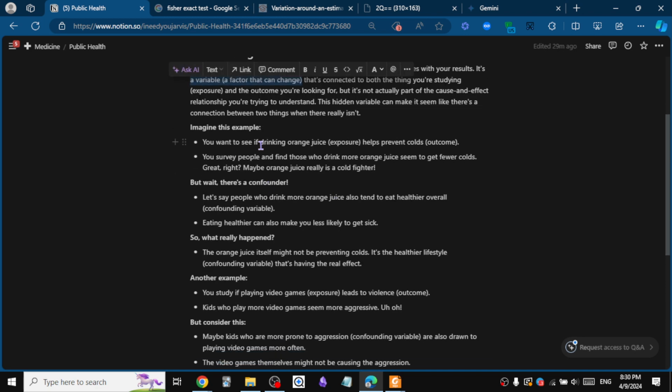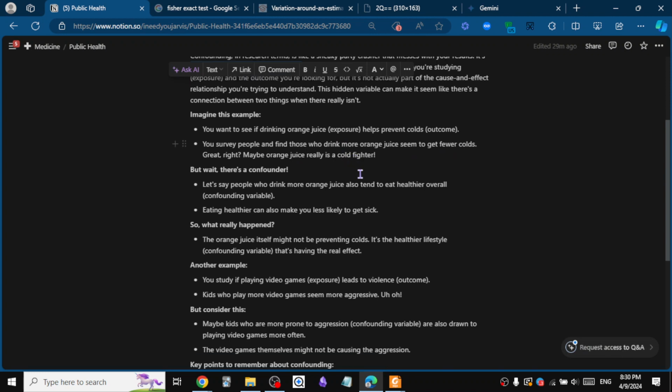You want to see if drinking orange juice helps prevent colds. You survey people and find those who drink more orange juice seem to get fewer colds. Great, right? Maybe orange juice really is a cold fighter. But wait, the confounder is that, let's say, people who drink more orange juice also tend to eat healthier overall, and you didn't consider that, right? We should consider that, and how do you combat that sort of behavior? You stratify it. You break down that reasoning.